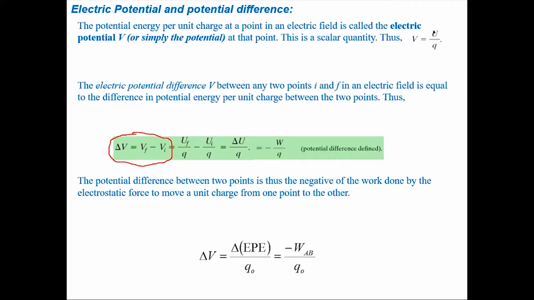V is what? U over Q, or Q0, you can call it Q0. U over Q0, right? Then what is your VF? VF is UF over Q0. Now this VF is done. What is your VI? UI over Q0. Now, if you take the common denominator, then what do you have on the numerator? UF minus UI. That UF minus UI is delta U. We know delta U is negative W, right? Work energy theorem.